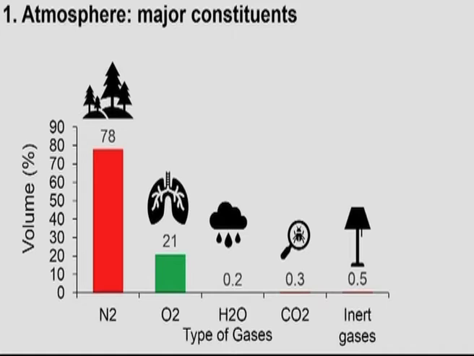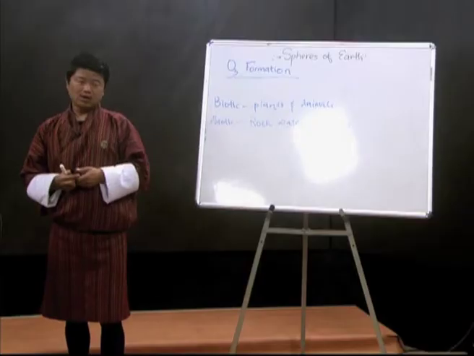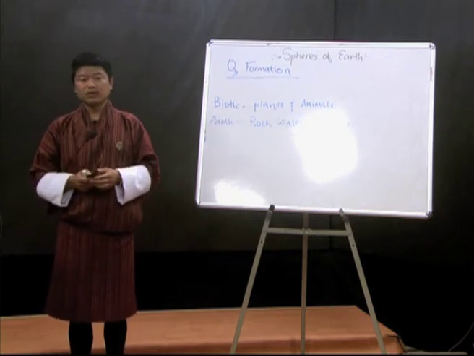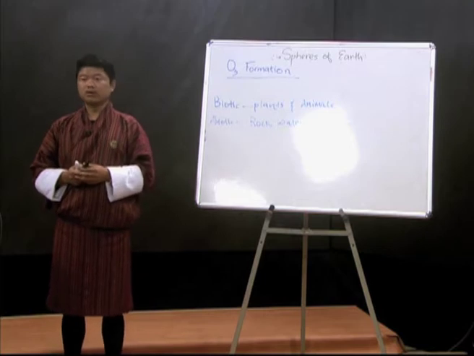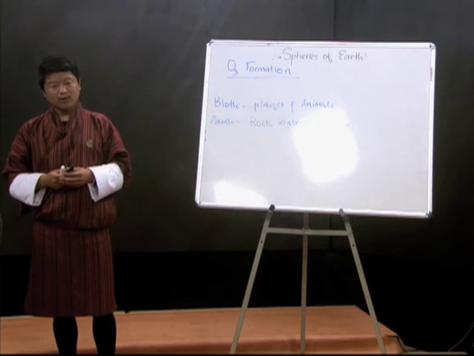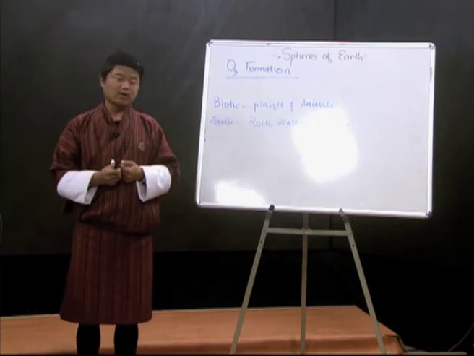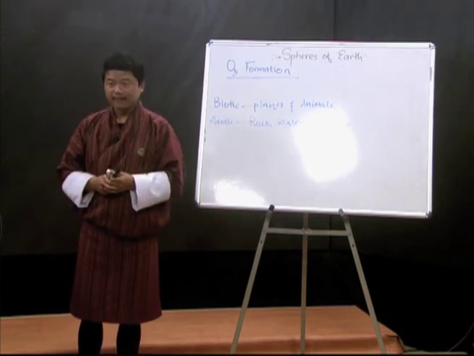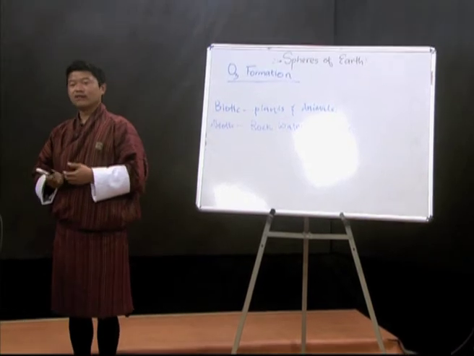Number 1, nitrogen. What is it used for? What is the significance of nitrogen? It is important basically for plants, for their growth and development. And number 2, oxygen. What is oxygen used for and why is it important? Can you tell me? Now oxygen is a very important gas for us, for our cellular respiration. Without oxygen, there is no life on Earth.